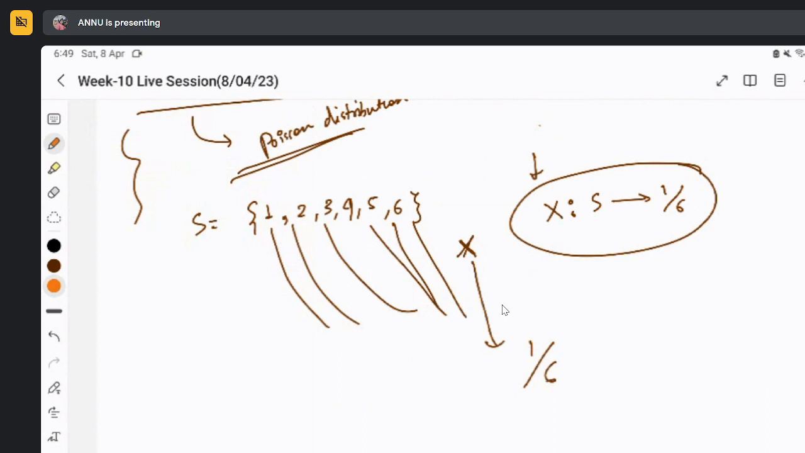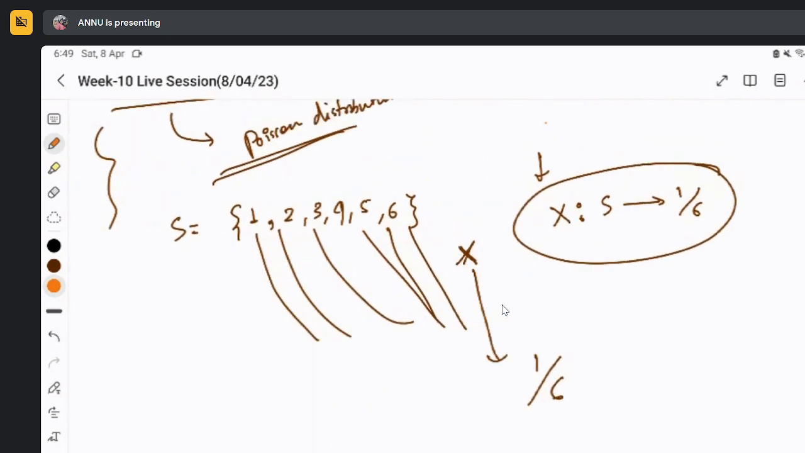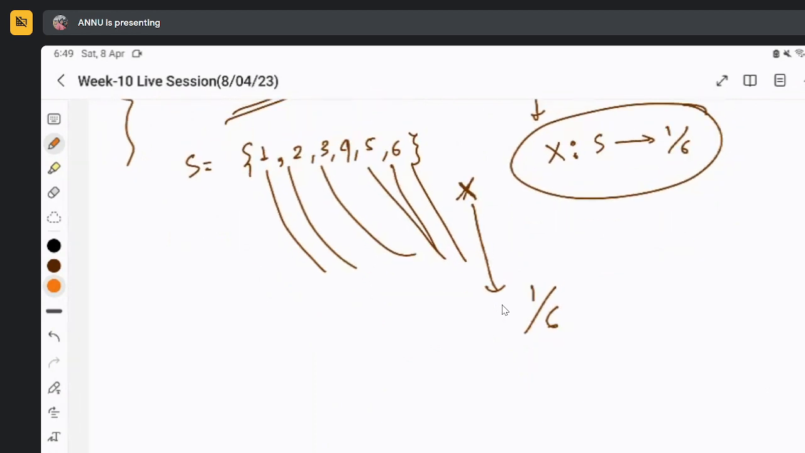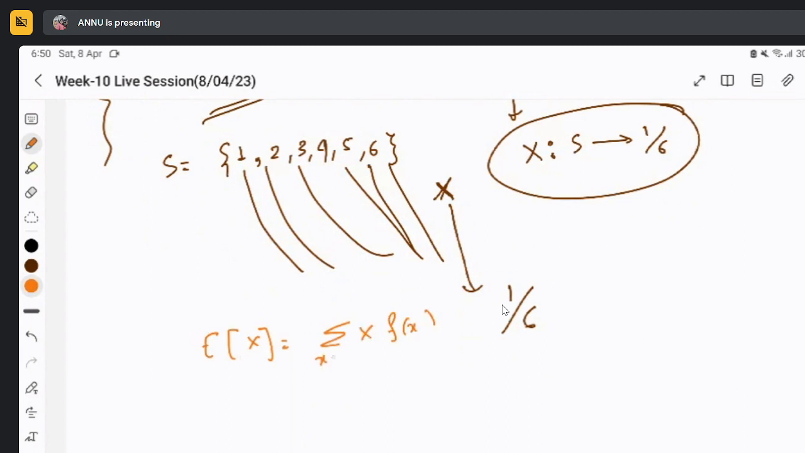So in the uniform distribution, we have on the x-axis the outputs of any random experiment, and each will map to 1 by 6. If you have a constant random variable, its expectation value is also the same value. So now, how is the expectation of a random variable defined? Sum of x f(x), where x goes from minus infinity to infinity, in the discrete domain, and integral from minus infinity to infinity of x f(x) dx. You know this formula?